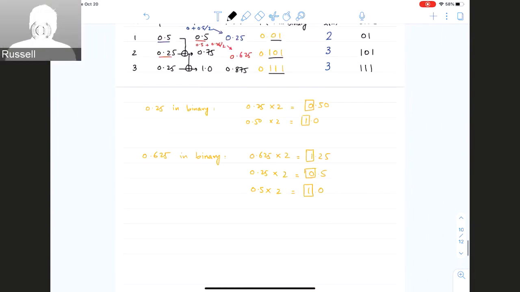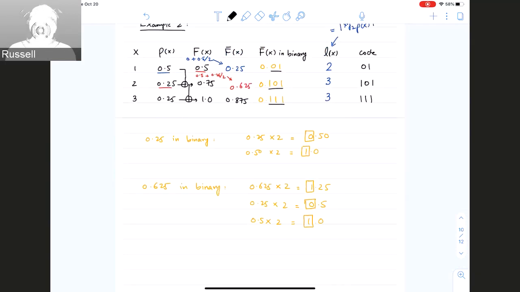Okay, so any other questions? I'm assuming we don't need to worry about whether or not this thing satisfies the Kraft inequality. Yeah, you probably don't.